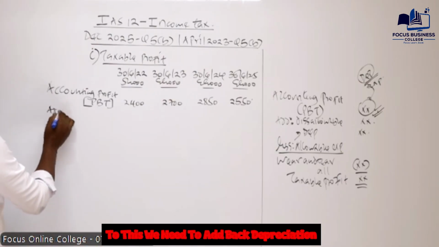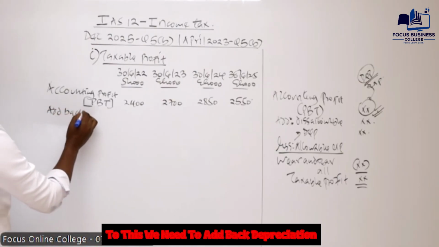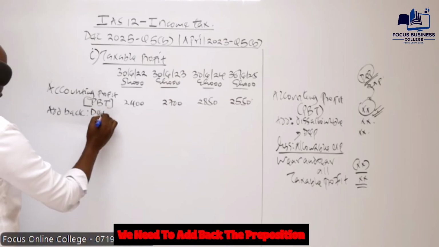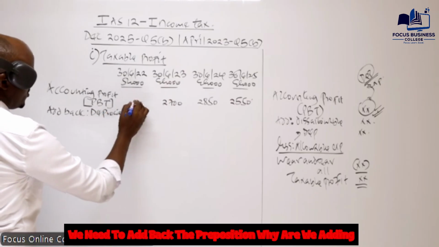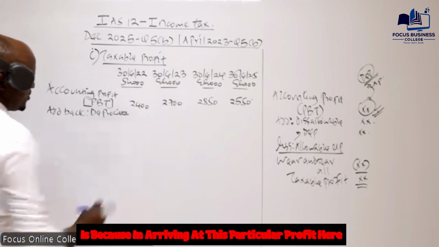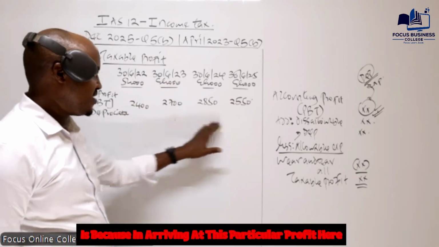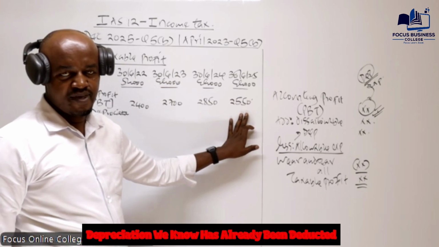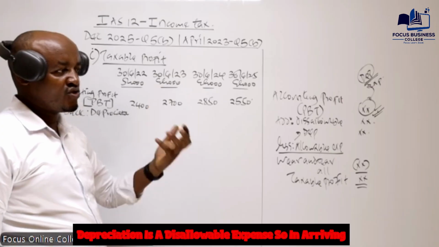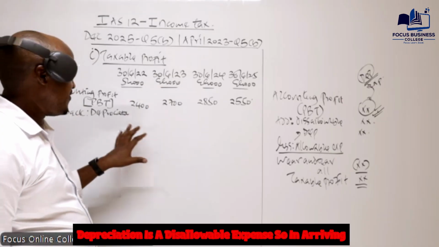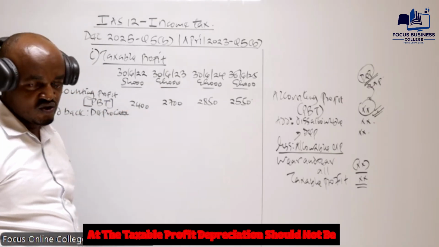And then to this, we need to add back depreciation. Why are we adding back depreciation? It is because in arriving at this particular profit here, depreciation has already been deducted, but depreciation is not an allowable expense. Depreciation is a disallowable expense. So in arriving at the taxable profit, depreciation should not be deducted.